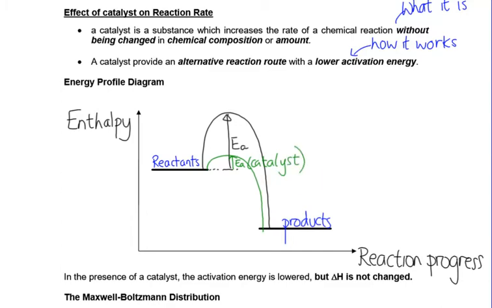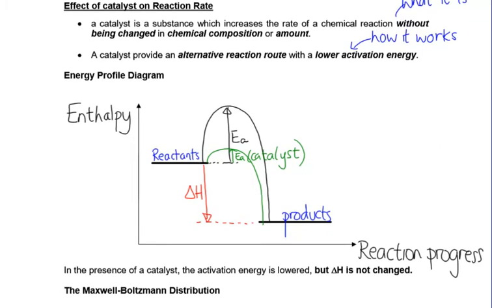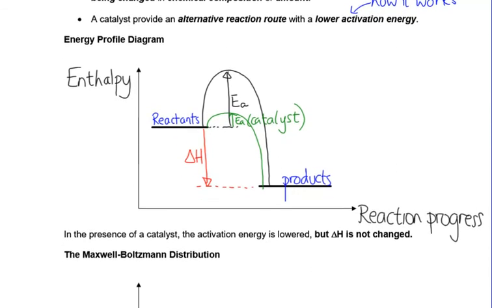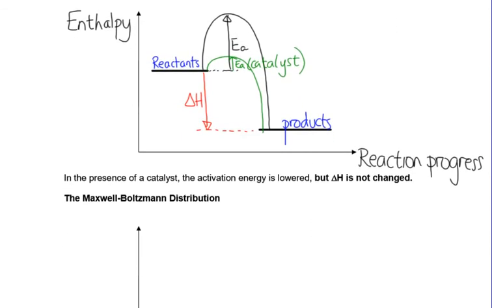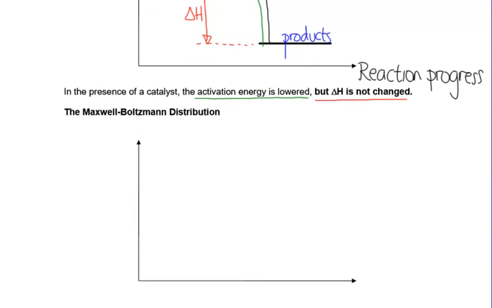Does that affect the value of delta H? Well, no. The reactants and the products are still the same distance apart. We're just affecting the size of the hump that we need to get over. Okay, so delta H is not changed, but our activation energy was lowered. Right, how would we put that on a Maxwell-Boltzmann distribution?